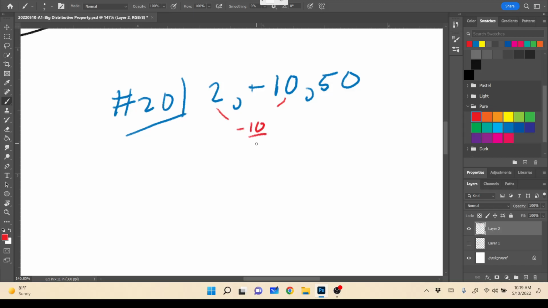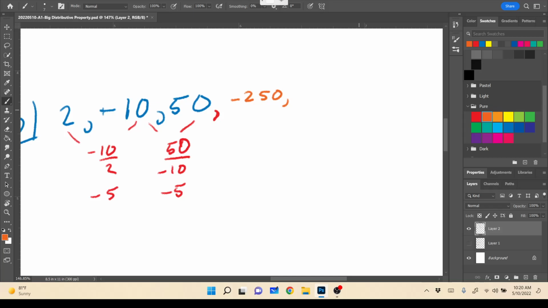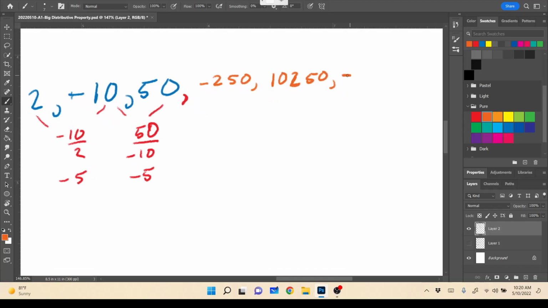What's negative 10 divided by 2? Negative 5. What's 50 divided by negative 10? Negative 5. And then you multiply times negative 5. So what's 50 times negative 5? Negative 250. And then? 1,250. And then? Negative 6,250.